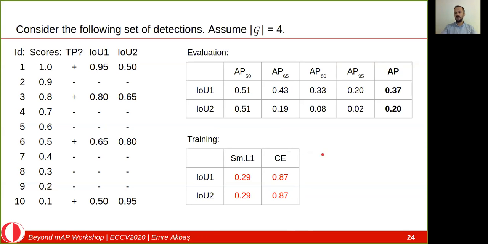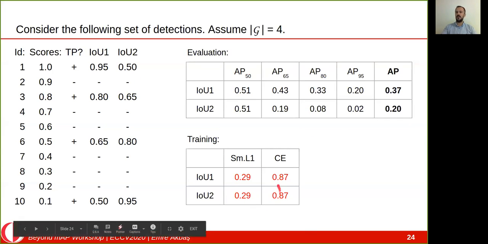So here you can see the discrepancy. For the same configuration, the evaluation is telling us one thing, and the training losses are telling us another thing. In the training, we cannot distinguish between these two cases, but the evaluation does.